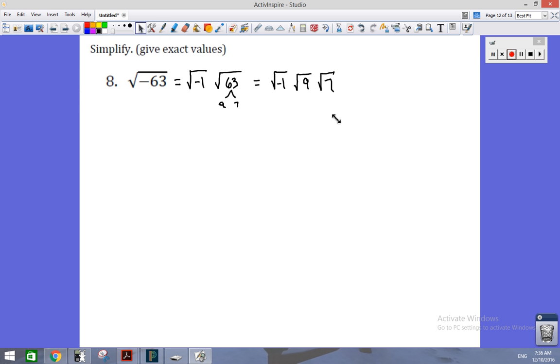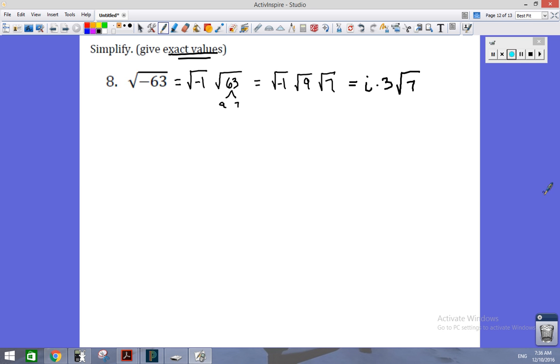The square root of negative 1, I can treat that as i. The square root of 9, I can treat that as 3. And the square root of 7, I really can't simplify any further. That's what they mean by exact values. They do not want me to give a decimal representation of the square root of 7.